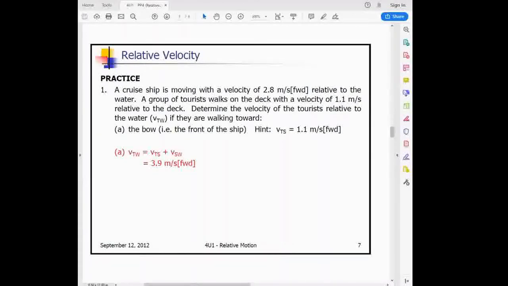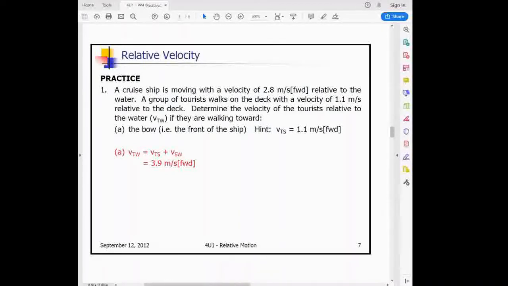Here's a sample of a problem you might get when you're solving a relative velocity assignment. So here we have a cruise ship. It's moving with a velocity of 2.8 meters per second forward relative to the water. And we have some tourists that are walking on the deck with a velocity of 1.1 meters per second relative to the deck. So we're asked to determine the velocity of the tourists relative to the water.